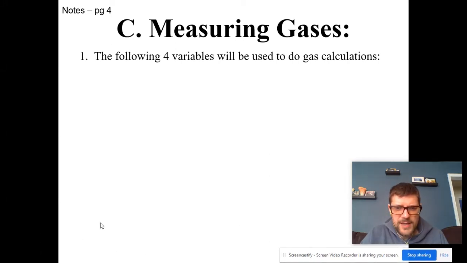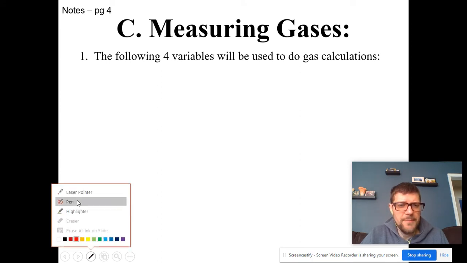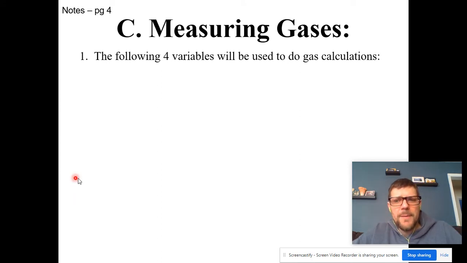If you have a chemistry packet from me, this is on page 4 in that packet. We're going to be talking about measuring gases. Throughout this chapter, as we talk about the calculations that go along with gases, there are 4 variables that can show up. Not every equation uses all 4 variables, but we will be using all 4 of these as the chapter continues.